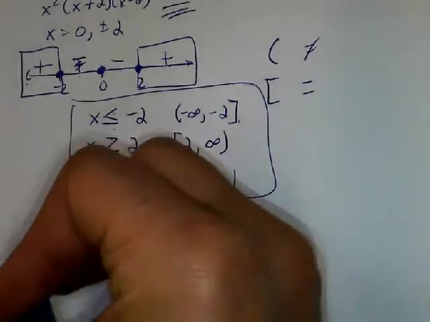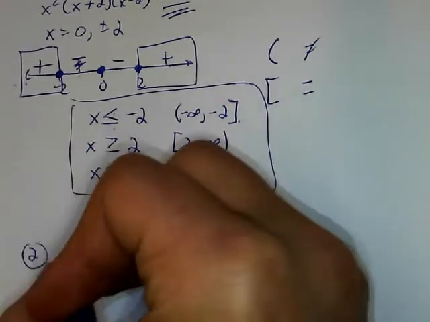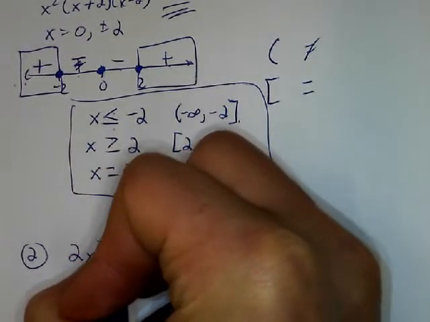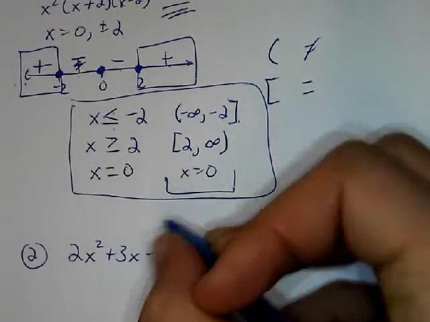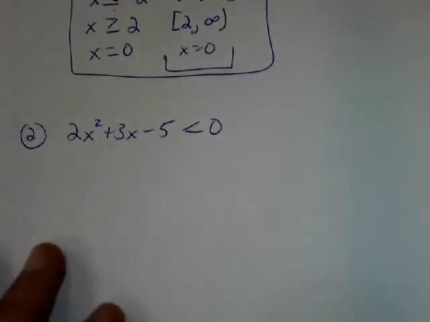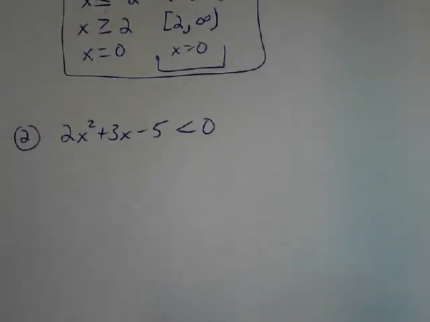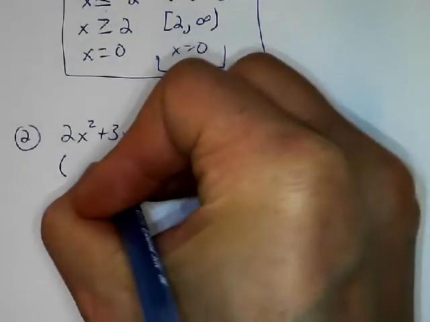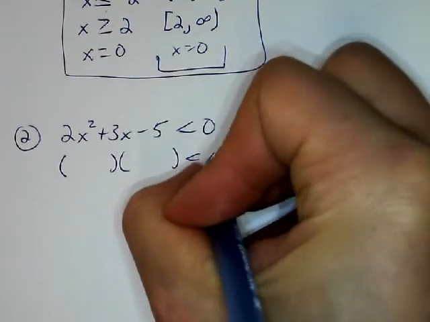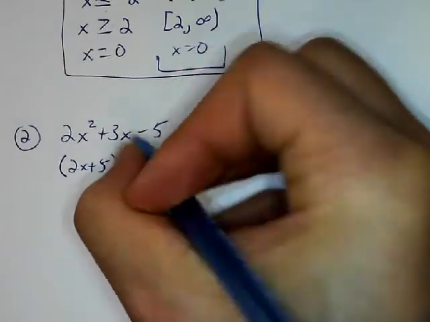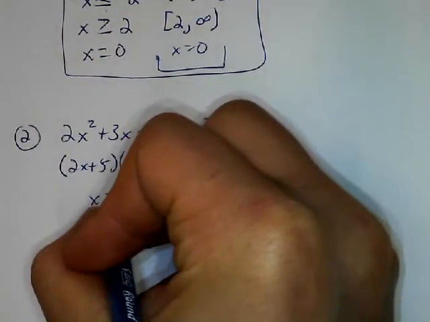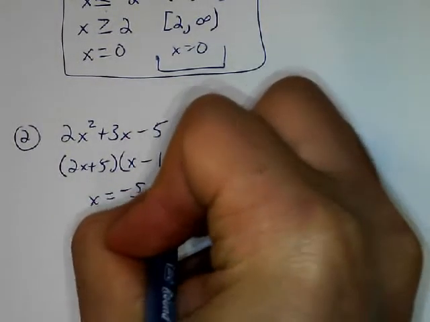Let's do another problem. Number 2. 2x squared plus 3x minus 5 is less than 0. So our goal now is just to factor it. So we can apply the methods from PST. And we get 2x plus 5 and x minus 1. So x can be equal to negative 5 halves or 1.